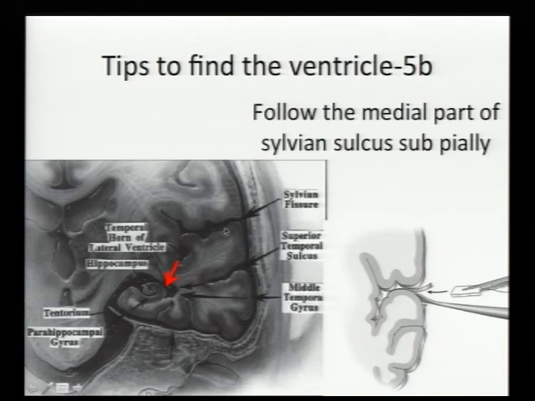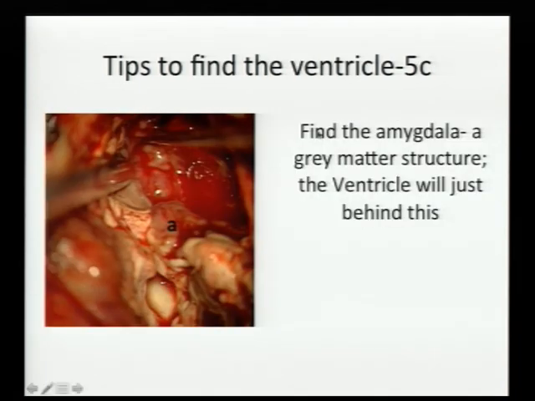So the best way is to follow the medial part of the Sylvian fissure, and it goes down straight into the temporal horn. So you can go ahead and strip the superior temporal lobe, follow the pia, come down and then go right up to the ventricle. Now the other way is, when you are sucking, you find amygdala, which is a grey matter area. You can go just posterior to that. So if this is amygdala, which is a grey matter area, you go posterior to that, you will find the ventricle.